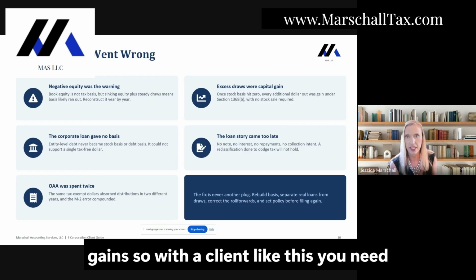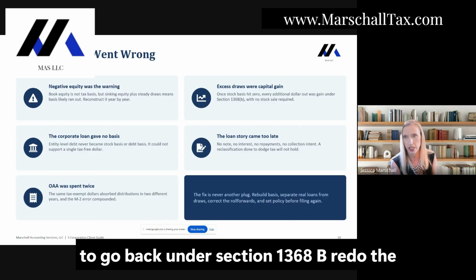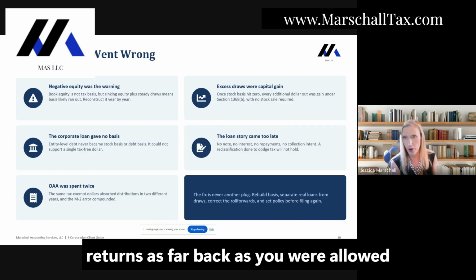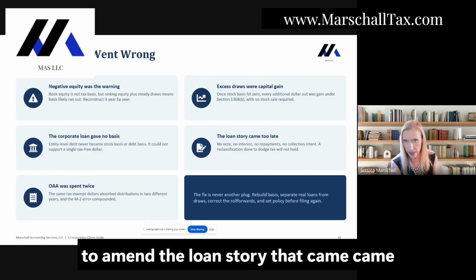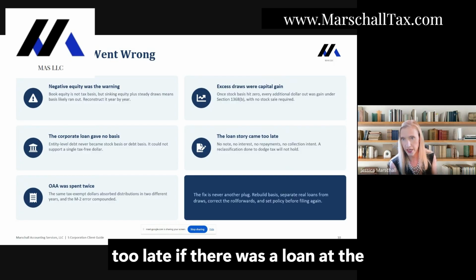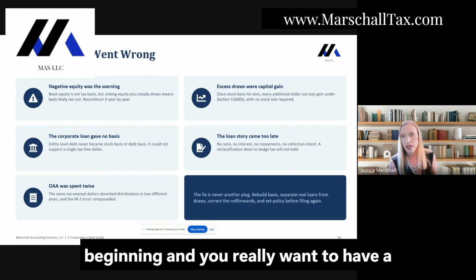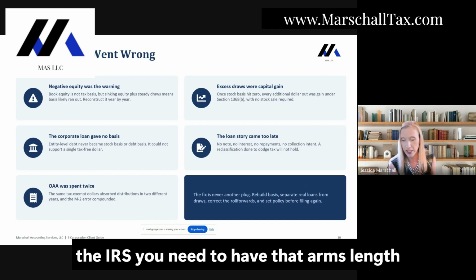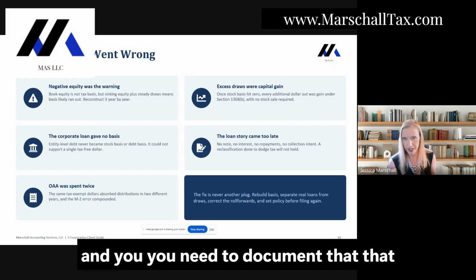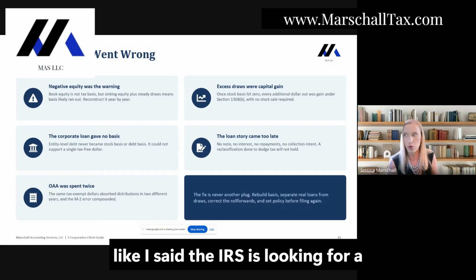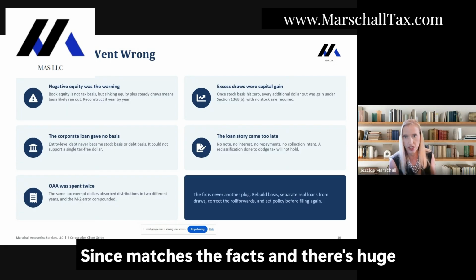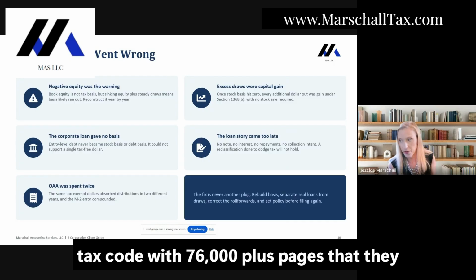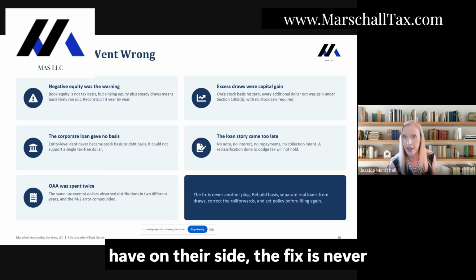So with a client like this, you need to go back under Section 1368B, redo the returns as far back as you're allowed to amend. The loan story that came too late. If there was a loan at the beginning and you really want to have a legitimate loan, there's AFR rates with the IRS. You need to have that arm's length, and you need to document that. Like I said, the IRS is looking for a reasonable narrative where the economic substance matches the facts. And there's a huge tax code with 76,000 plus pages that they have on their side.